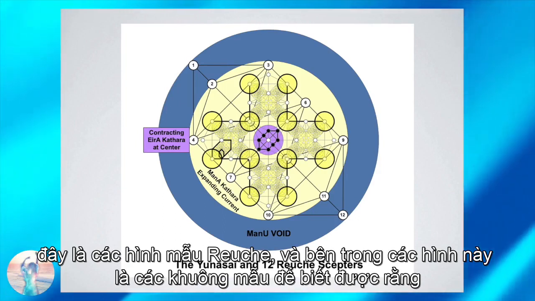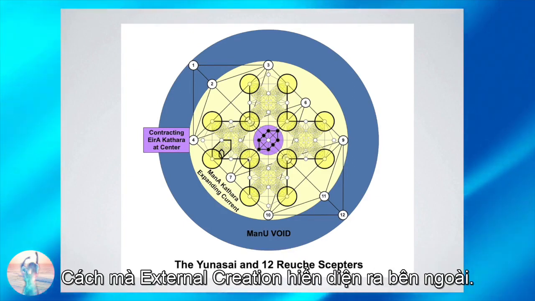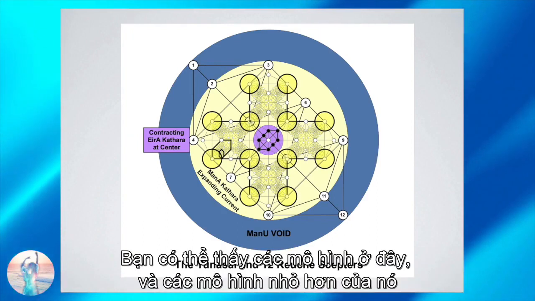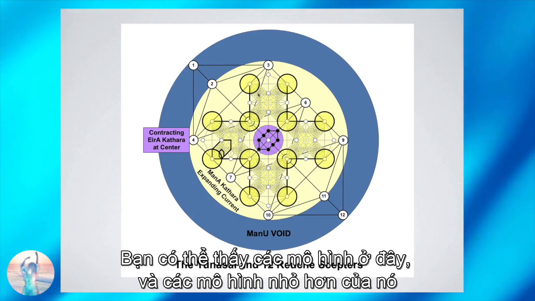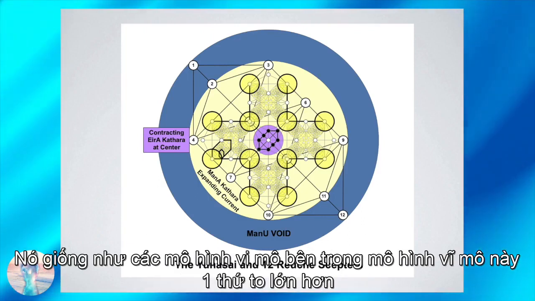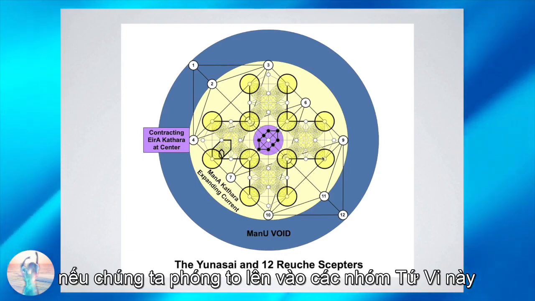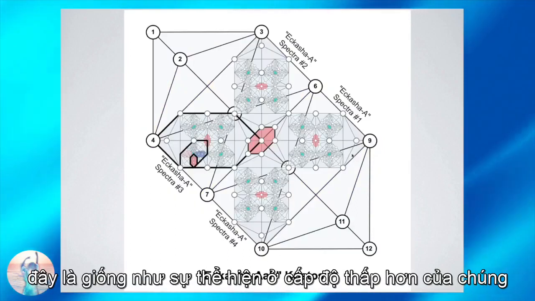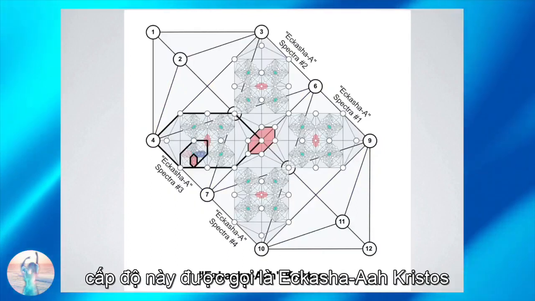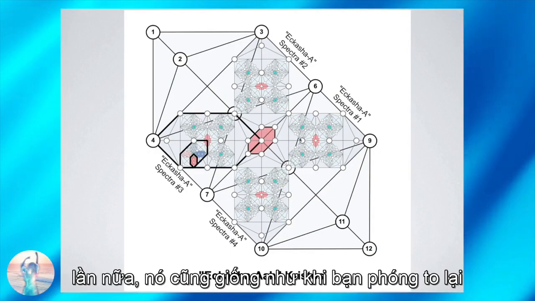And inside this Rouchet pattern, it's like a template that defines how external creation outpictures. So you can see once this template is in place, it down steps into micro versions. This is like the macrocosm, the big thing, and it will create microcosms in each quadrant. So if we zoom into this quadrant here and then go to the next slide, that would be the next level down. This level is called the Akasha Christos. Okay, and again it's the same thing, and then you can zoom in again.